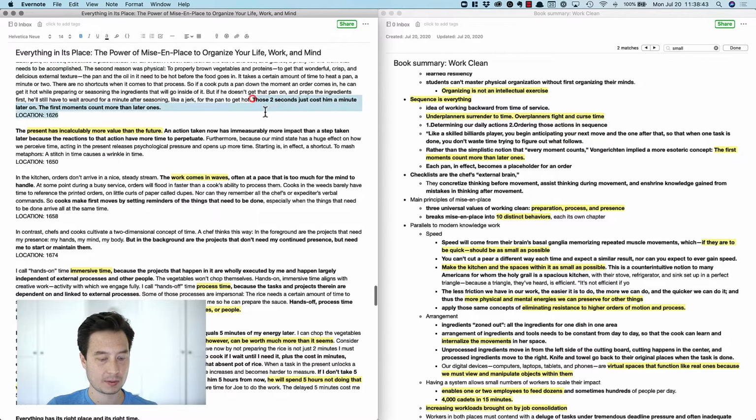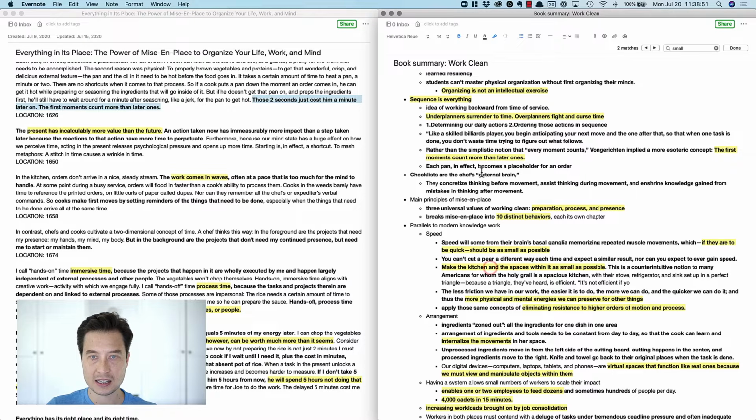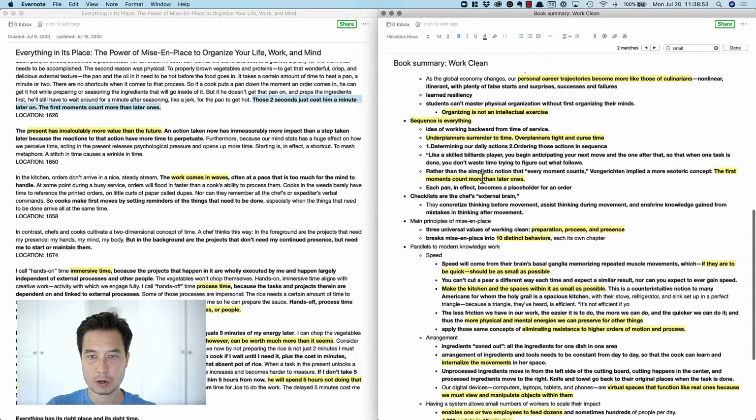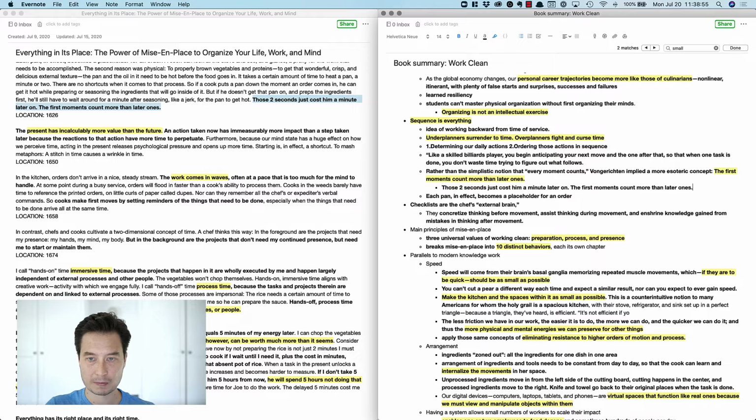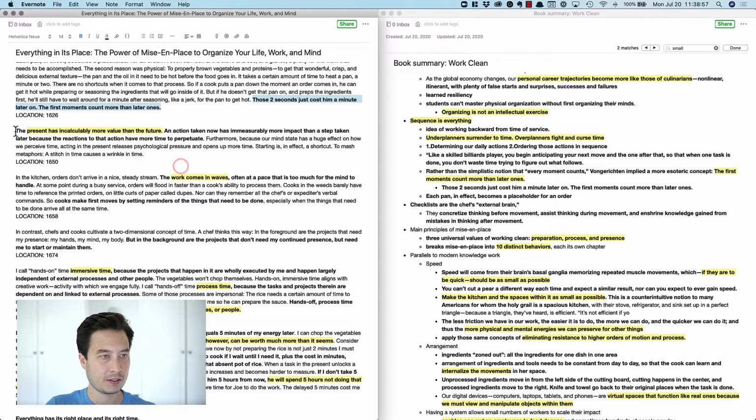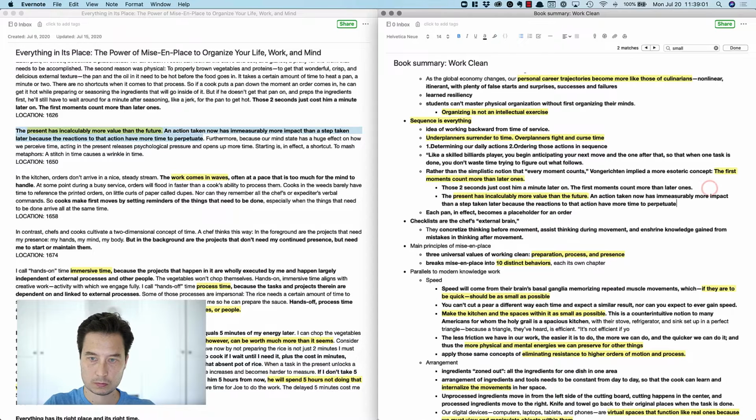Okay, this is in support of the idea. So sometimes 2 seconds can cost you minutes or hours later on, and that supports the idea that first moments count more than later ones. Okay, so does this. This is another way of saying it. The present has incalculably more value than the future.